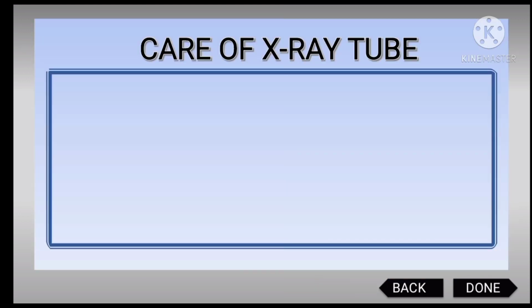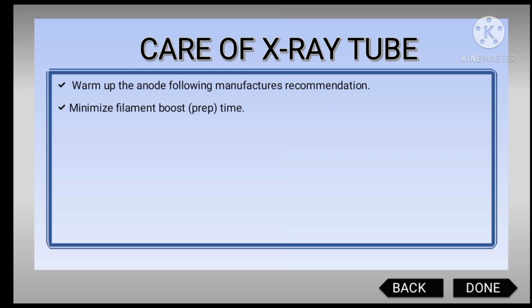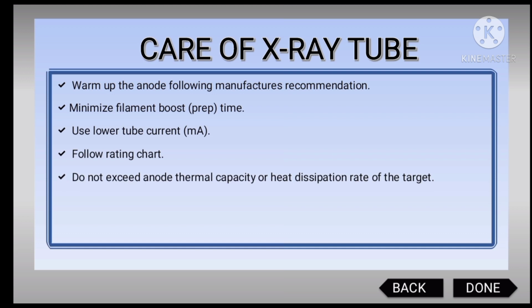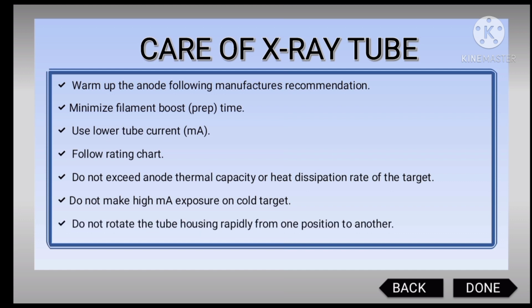Care of the X-ray tube. Warm up the anode following the manufacturer's recommendation. Minimize the filament boost time or the preparation time. Use lower tube current. Follow the rating chart. Do not exceed the anode thermal capacity or the heat dissipation rate of the target. Do not make high mA exposures on a cold target. Do not rotate the tube housing rapidly from one position to another.